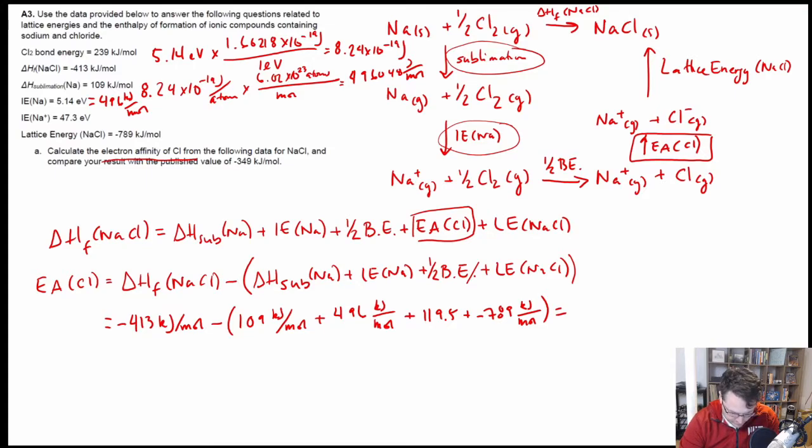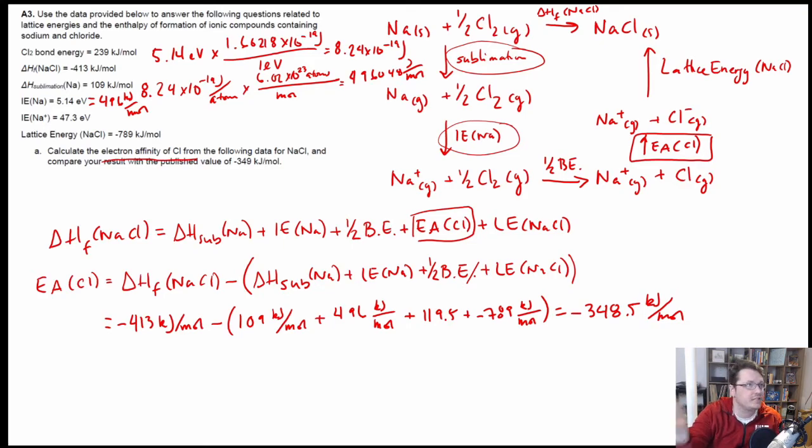We just plug all of this into our calculator. So negative 413 minus 109 plus 496 plus negative 789 comes out to being negative 348.5 kilojoules per mole, right? So that's the value of the electron affinity of Cl going through that process, right?